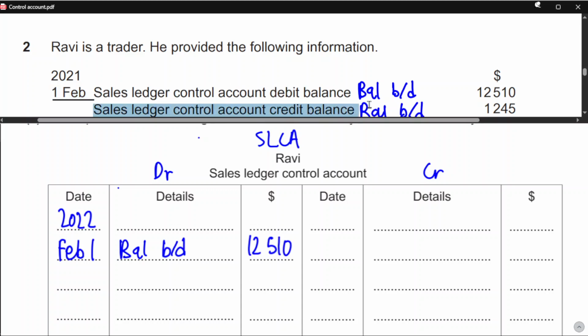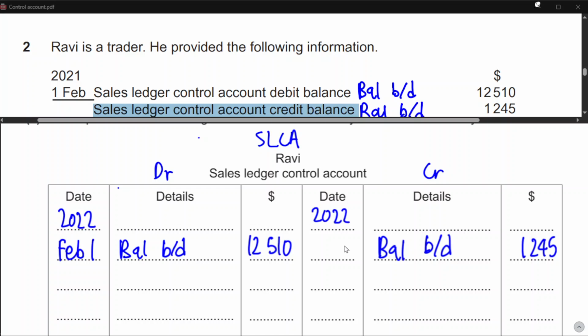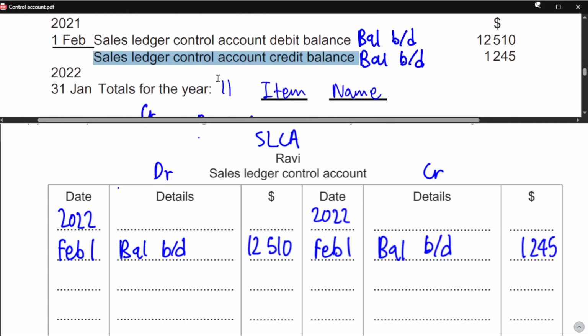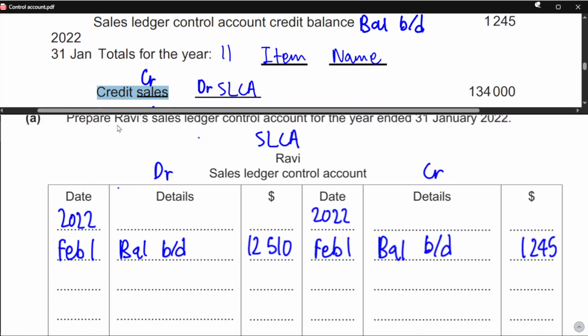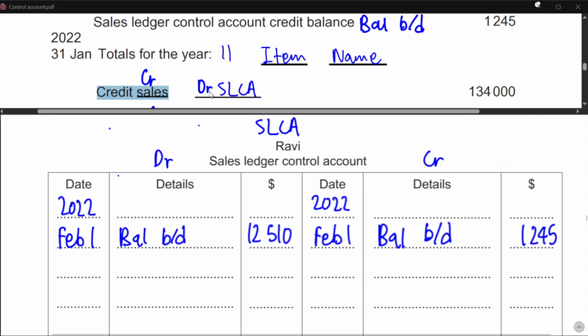This one, credit balance BD. Okay, let's continue. So this one, what you say? SLCA debit sales.